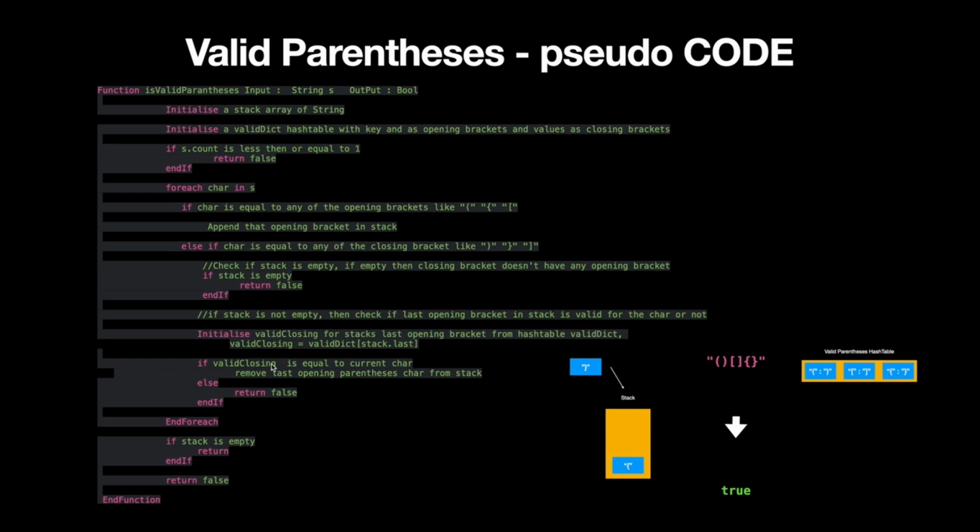So valid closing for the last opening bracket from the hash table valid, so valid closing we get. And if the valid closing one is equal to the current char, which is again a closing bracket for this one, then we will remove the last opening character from the stack. If it is not equal, then it means it's not a valid parenthesis, and we will return false. In the end, we will check if the stack is empty. If the stack is empty, then we'll return true. I should have written true over here. Else we'll return false in any other situation. So this is valid parenthesis.